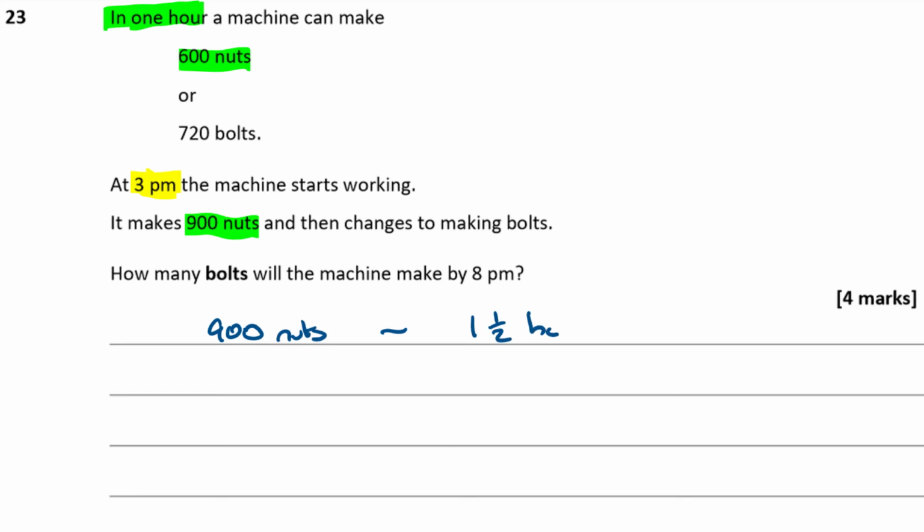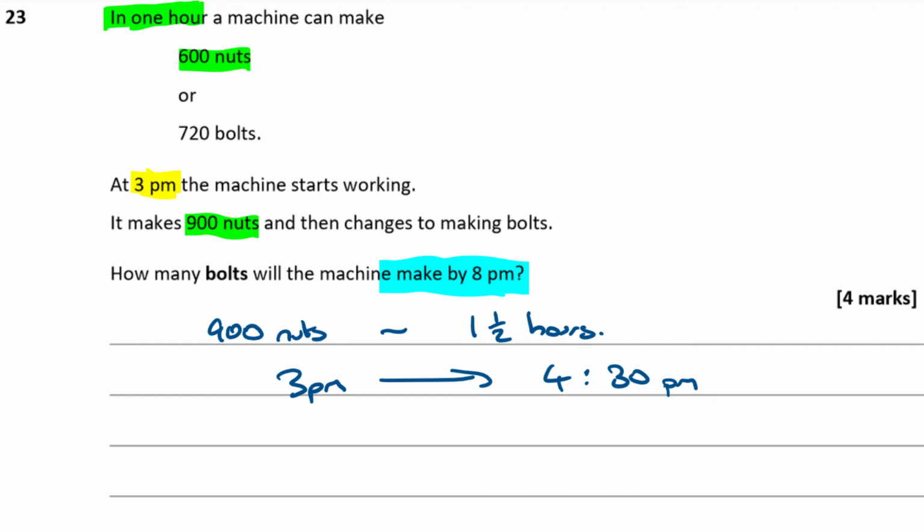It's going to take 1.5 hours, isn't it? So if it starts at 3 p.m. and we go an hour and a half, we're already at 4:30 p.m., aren't we? So that is when we change over from making nuts to making bolts. It's going to then make bolts until 8 p.m. So how much time is that? The difference between 4:30 and 8 p.m., how many hours is that then?